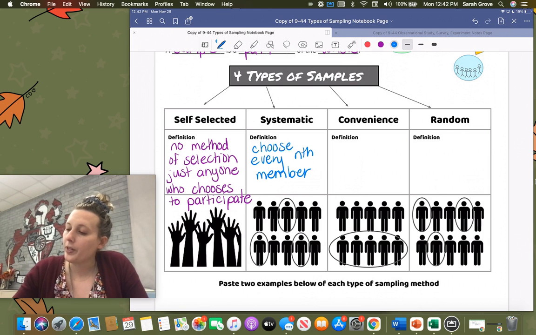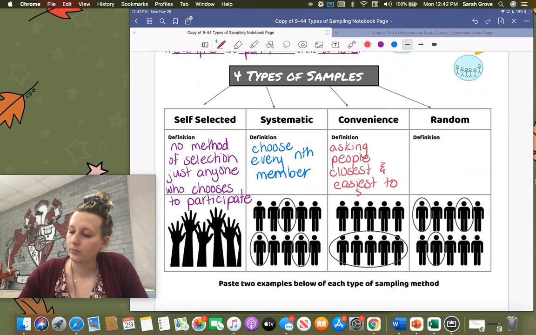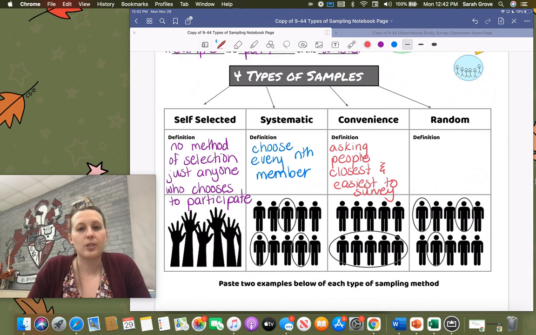Okay. The next one you never want to do, which is a convenience survey. That's asking people closest to you and most convenient to you. So you ask the people that sit next to you in class, or you ask your family, or go to the grocery store and you ask the first 10 people that walk in the door. That definitely doesn't guarantee you randomness.